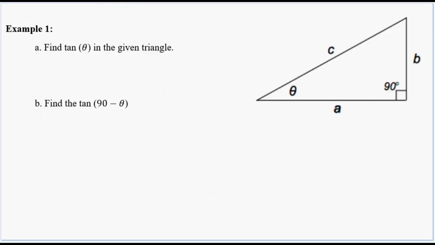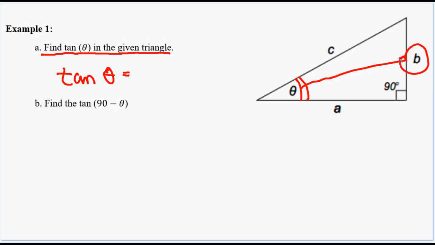So here in our second example 1, they're asking us to just find some tangent ratios. So find the tangent of angle theta in the given triangle. So I'm going to write tan of theta equals, and here is angle theta, and tangent is the opposite side over the adjacent side. So that'll be B divided by A.